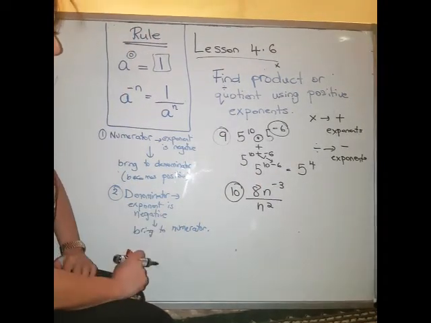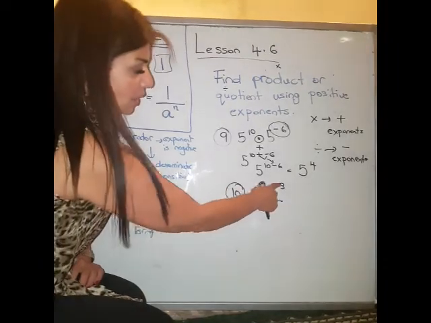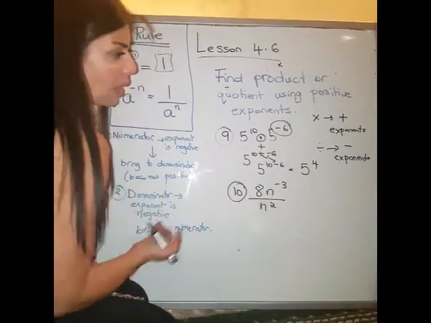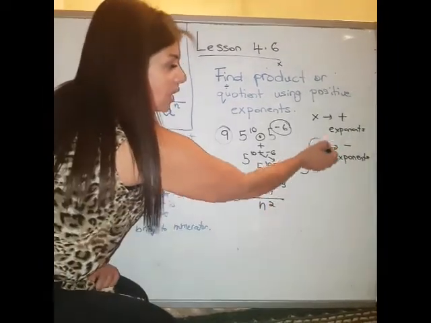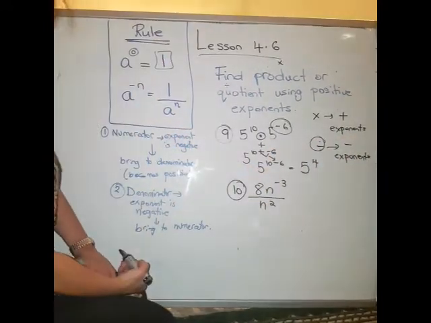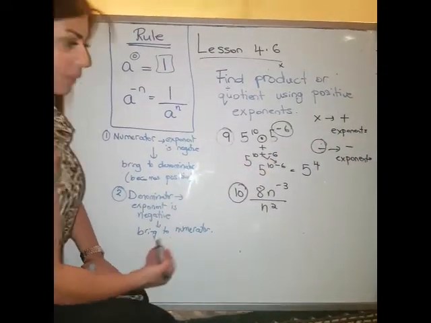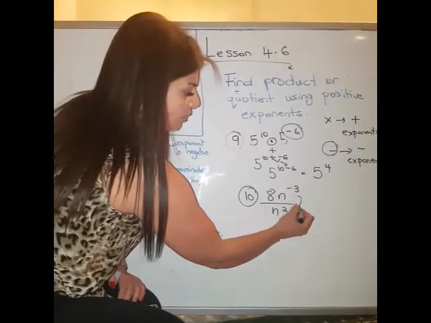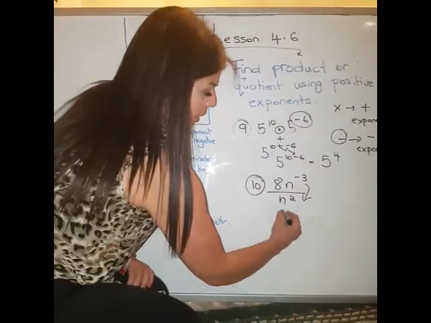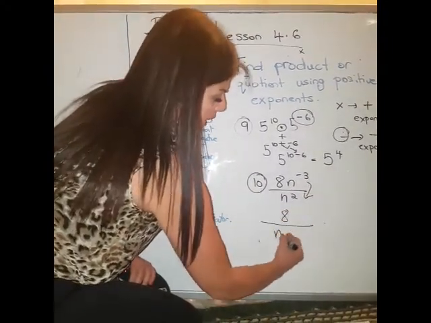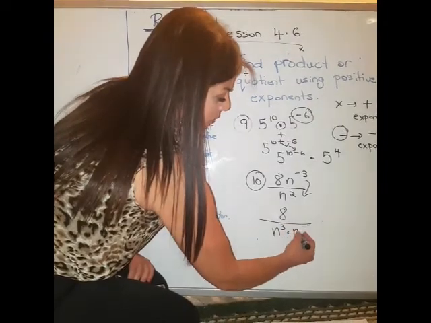Let's look at number 10. 8 n to the power of negative 3 divided by n to the power of 2. When I'm dividing, I'm subtracting the exponents. What do I do before that? I bring the n to the negative 3 to the bottom. It becomes 8 over n^3 times n^2.